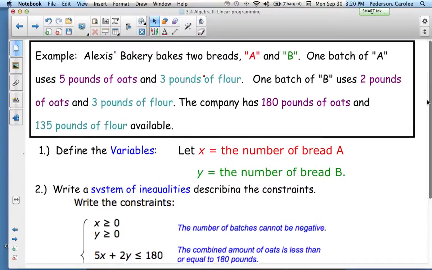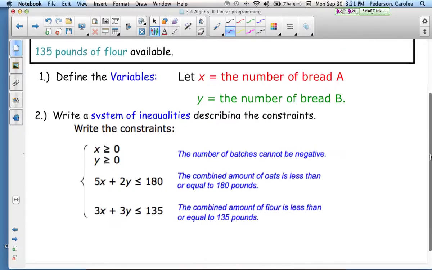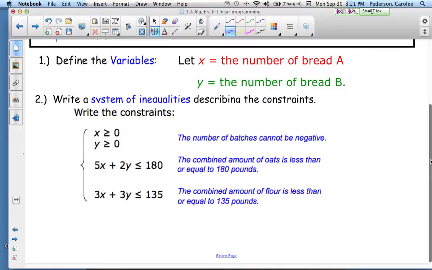So let's talk about the purple here. In the purple, we have 2 pounds and 5 pounds and 180 pounds. So 5 pounds plus 2 pounds can be no more than 180 pounds of oats. So that's representing this constraint right here: 5x plus 2y can be no more than 180.